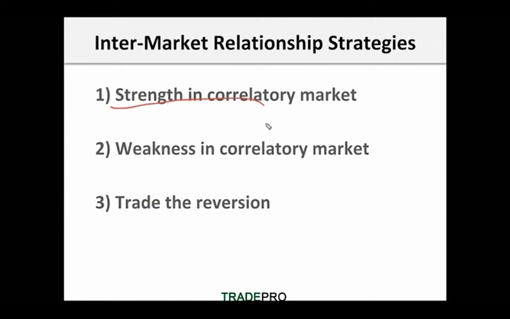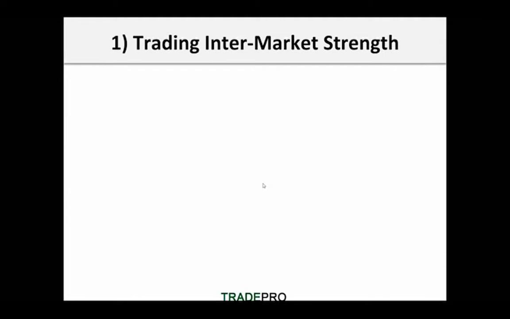Let's talk about the first two, strength in a correlatory market versus weakness in a correlatory market. What do we mean by that? Let's break it down here.